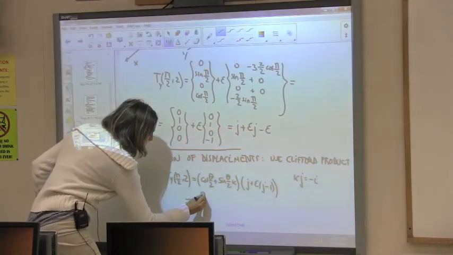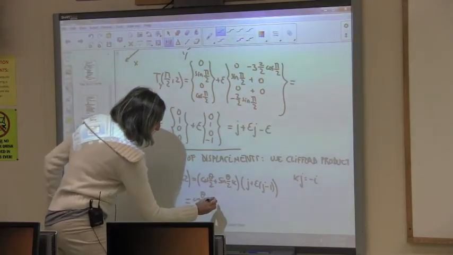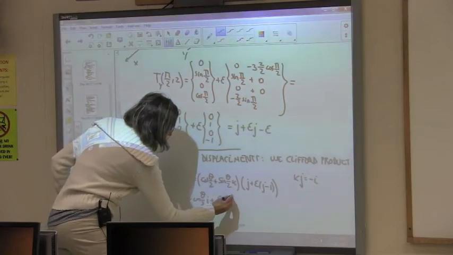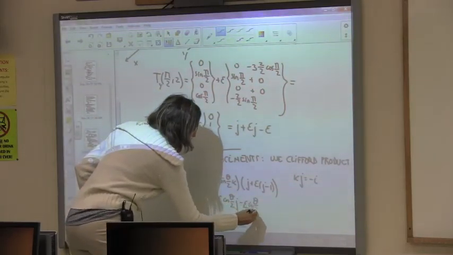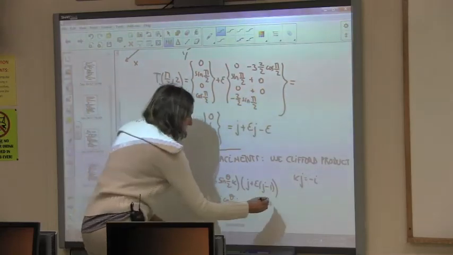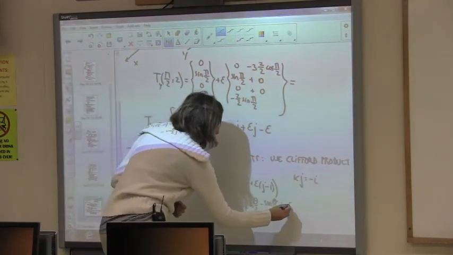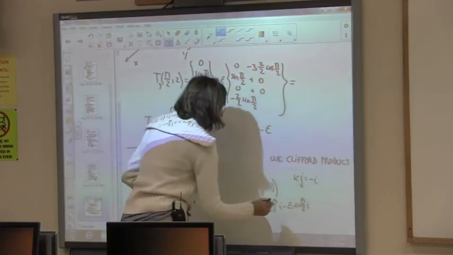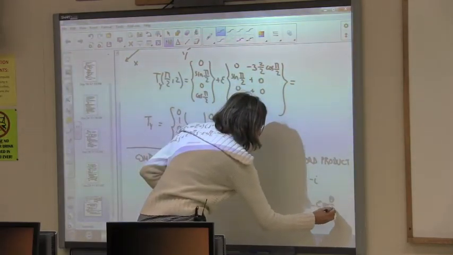We get cosine theta over 2 j, and now we have plus epsilon, and now we have, same thing, cosine theta over 2 j, and then minus epsilon cosine theta over 2, and then we have minus i, so minus sine theta over 2 i, and that's k times j, and then we have k times j again, minus i, minus epsilon sine theta over 2 i, and then minus epsilon sine theta over 2 k.